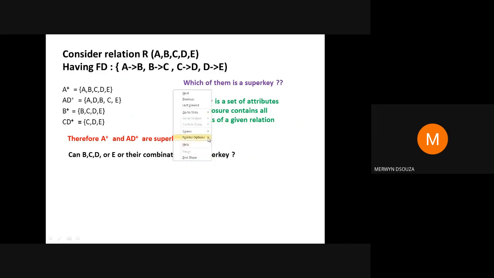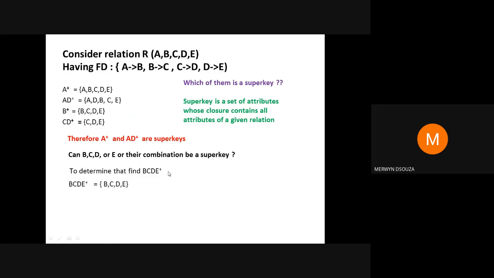Okay. So in order to find out whether this is true, you need to find the closure of B, C, D, E. Find the closure of B, C, D, E. Now, I'm not finding it out here; you need to find it using all the inference rules. When you use the inference rules or the functional dependencies, you will get the closure of B, C, D, E as B, C, D, E.